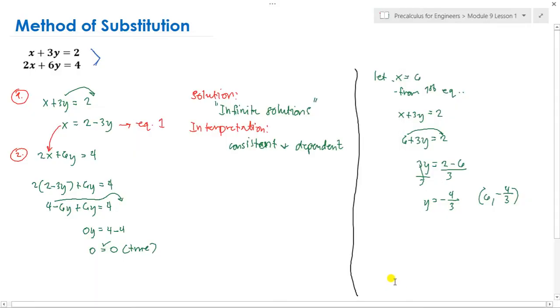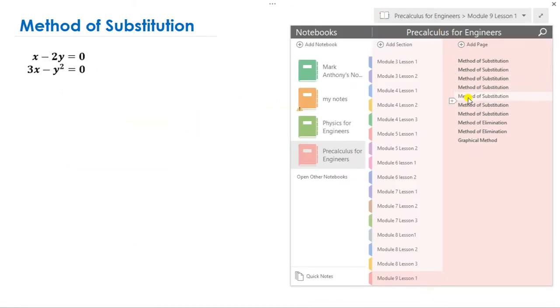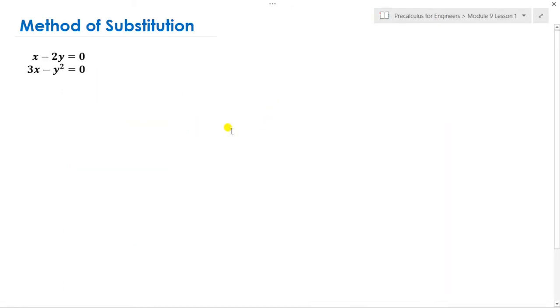So let's proceed to the next one. Again, method of substitution, but this time we are jumping to simultaneous nonlinear equations, as you notice, because the second equation in our example is in quadratic form. So here, method of substitution again.